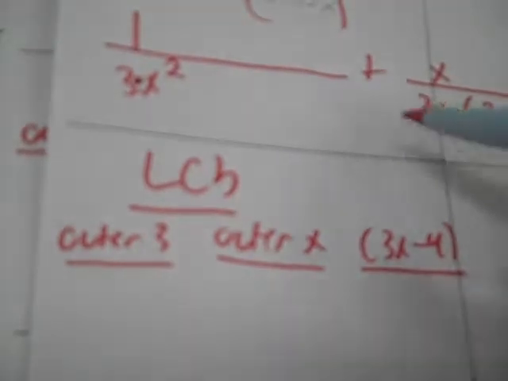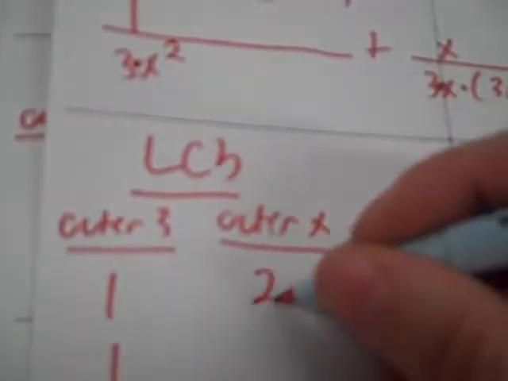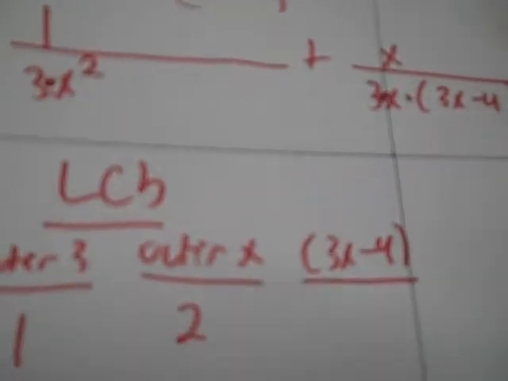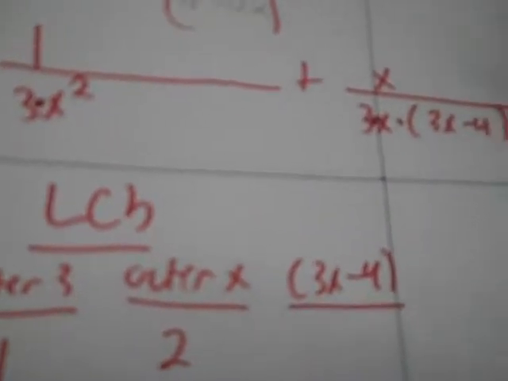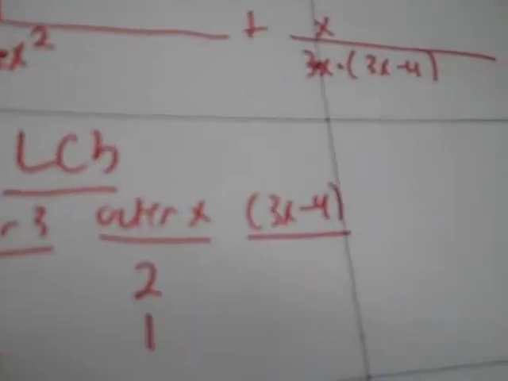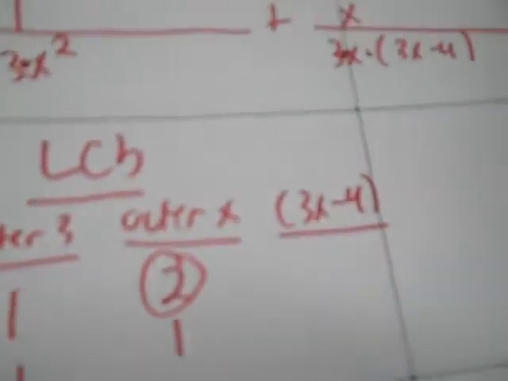Outer 3, I got 1 and 1. Outer x, I have 2. That second power just means there are 2 of them, because x squared is x times x. That would be 2 x's. This only has 1. So again, I need to get them to 2. Well, if I already got 1 there and I need to get them to 2, we just put a second here. And you can just put a second right there. Okay.